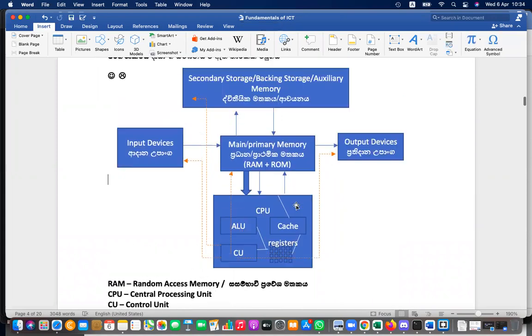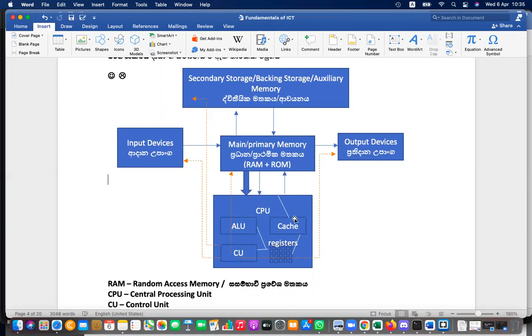This orange color arrow shows control signals. It will give control signals to every other component, similar to a traffic police, right? A traffic police at a junction will not drive the vehicle. He will just signal. He will tell, okay, go right side, go left side. He will signal, but not drive.